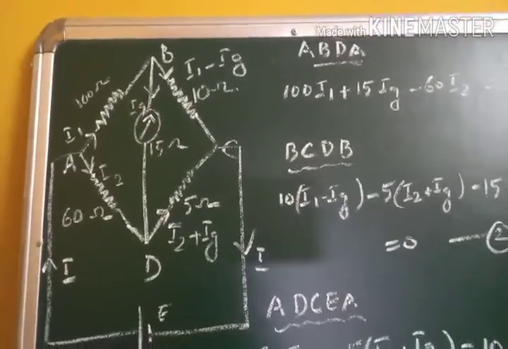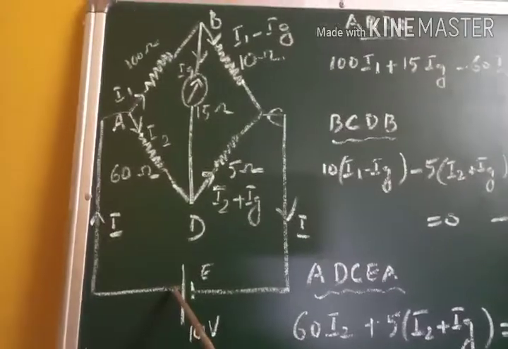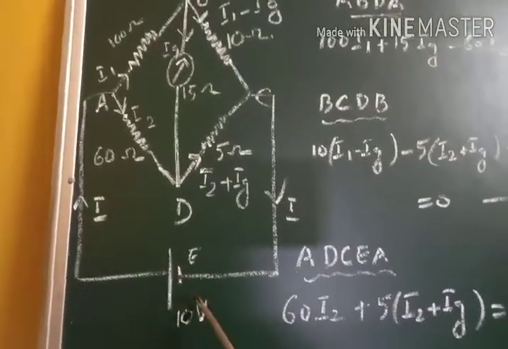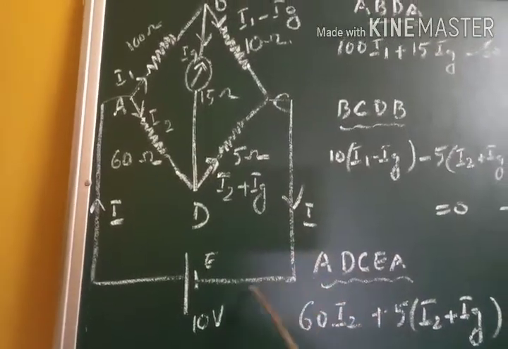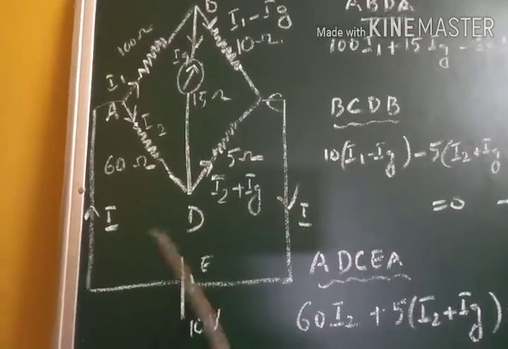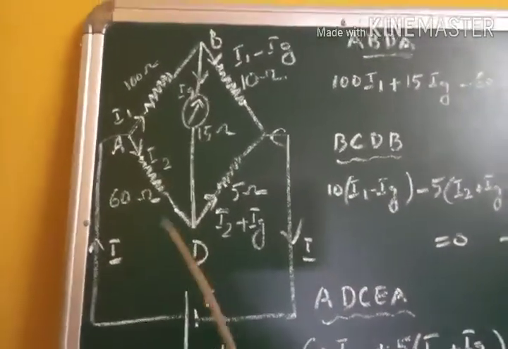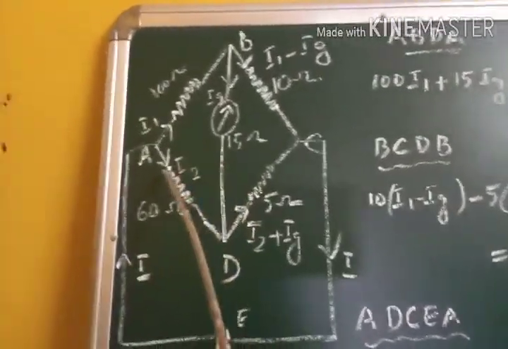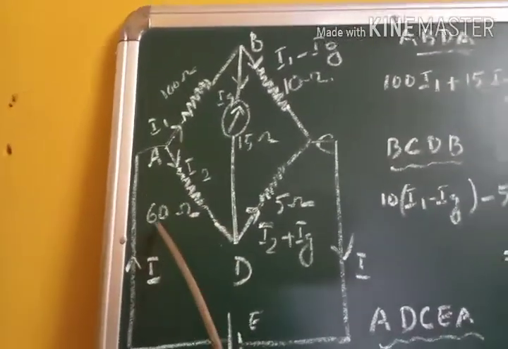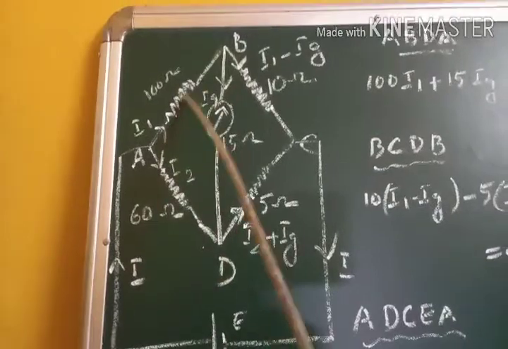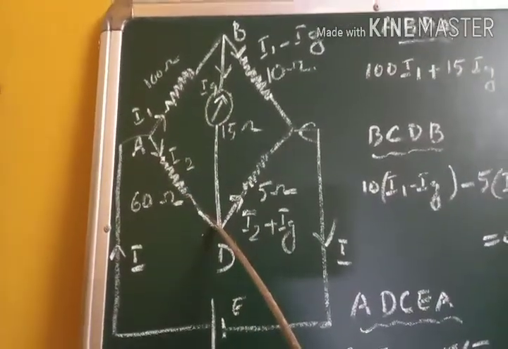So let us come to the current distribution part. Only a single cell is there. So let us consider the current I is leaving the positive terminal of the cell, and it should get into the negative terminal also. So leaving current I, the ending current I. And here at junction A, 2 branches are there. So out of the total current I, one part I1 is flowing through this 100 ohm, other part I2 is flowing through this 60 ohm.